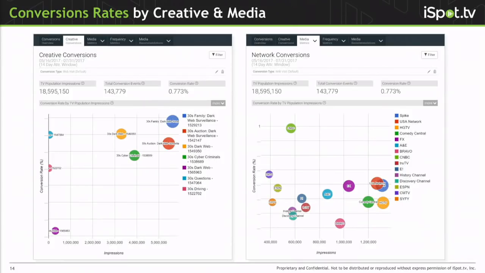Same thing on the network side, is understanding what networks drive what conversions. And here in this view, it's actually a non-extrapolated number. This is where we become very transparent with our analytics. We're very transparent in how many television sets we measure. And again, anytime you look at a report, if it doesn't show this transparency, there is a reason for that.